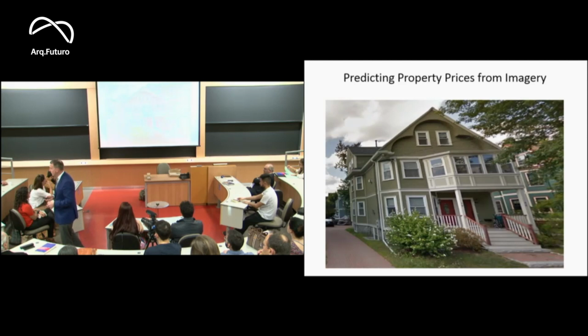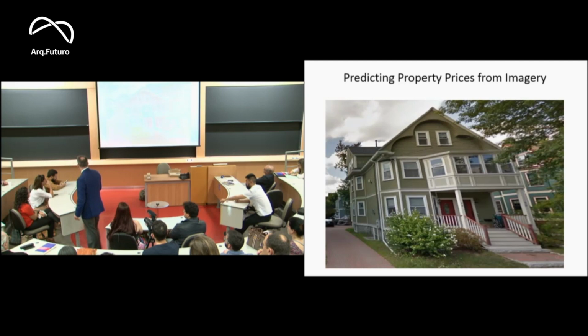So in this case, we've done this for Boston. We still are working on the draft of it, but pretty nearly done. So we start with a bunch of images. And just to remind you what housing in Boston looks like, this is what housing in Boston looks like. Okay, this is what ordinary housing looks like. There's a lot of this stuff.